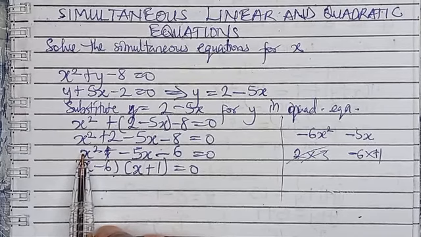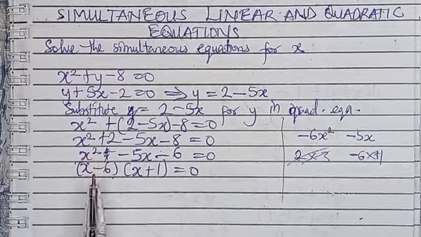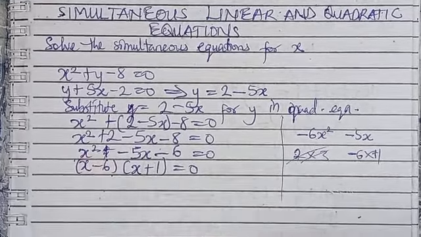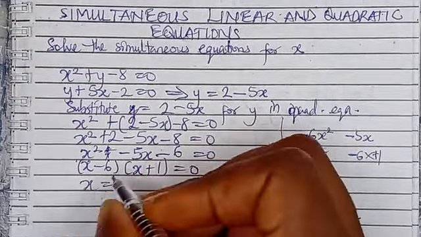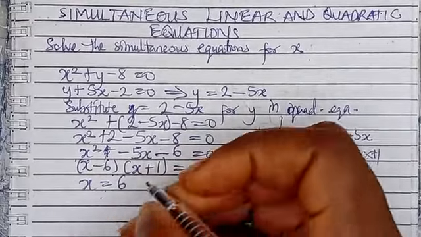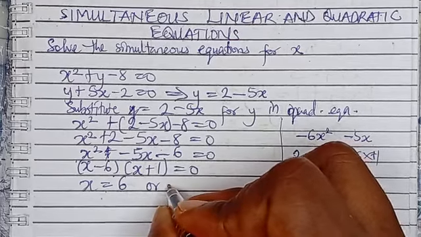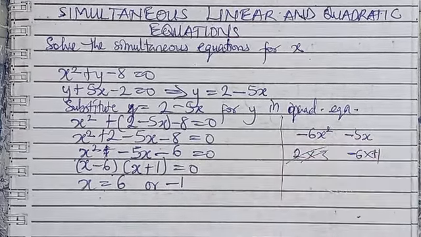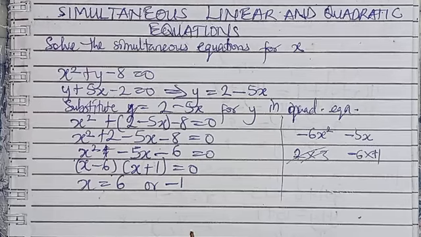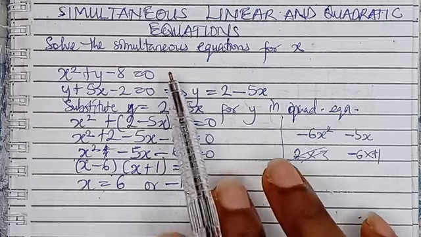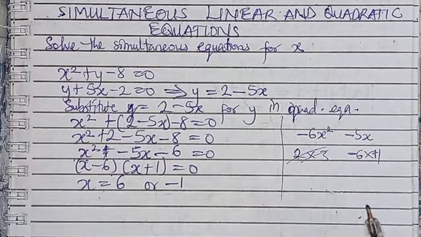We'll still see some examples where the coefficient of x squared is not equal to 1, and then we have some other steps to do from there. So from this, we have that x is equal to the opposite sign of this, which is plus 6, or x is equal to the opposite sign of this, which is negative 1. Now we found the values of x. Even the question is saying solve the simultaneous equations for x. So we just solved for x alone.